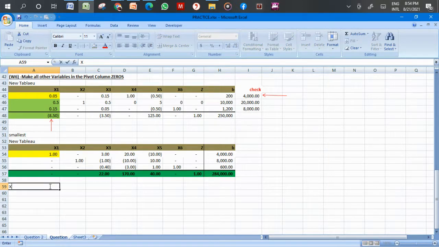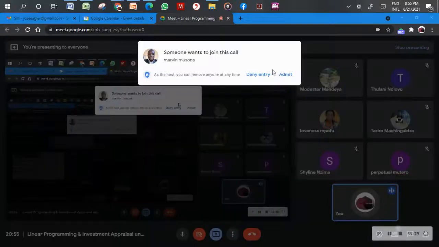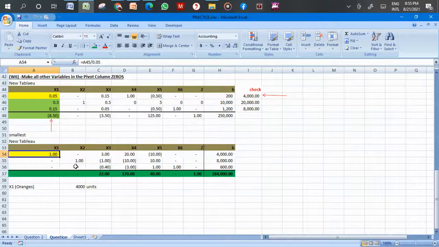For x1, it means we should produce x1. X1, we said it was representing oranges, isn't it? So that means we should produce oranges. How many units? 4,000 units. We are taking those units from column B. So how do you know? As long as we have zeros on all the other variables and we have a 1.